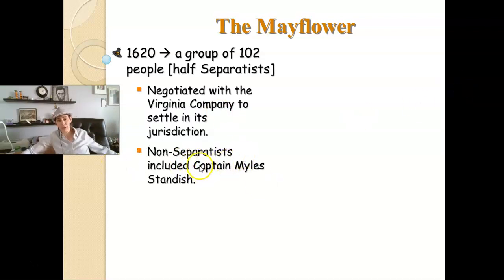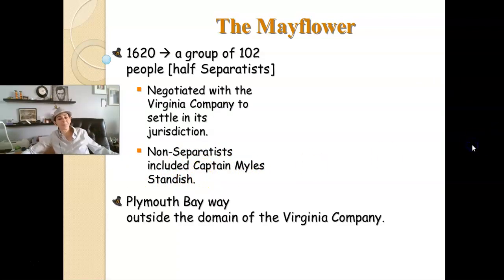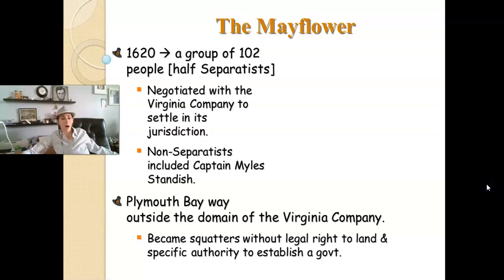Non-separatists included this guy, Captain Miles Standish, who's an interesting character. The Plymouth Bay was way outside the domain of the Virginia Company. So even though they needed permission from the Virginia Company to settle there, the Virginia Company had no say in their day-to-day governing. They had nothing to do with it. You paid us for this stuff, great, bye. Have a nice life. They had bigger problems dealing with Jamestown, so they were not concerned. So they became squatters without legal right to land and specific authority to establish a government. But they did it anyway because they're Puritans. They don't care. So that was good times.